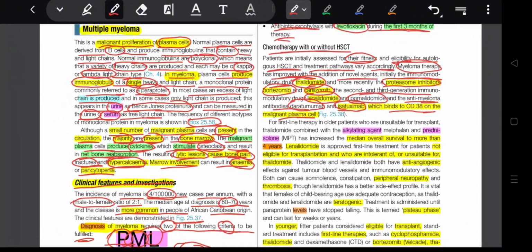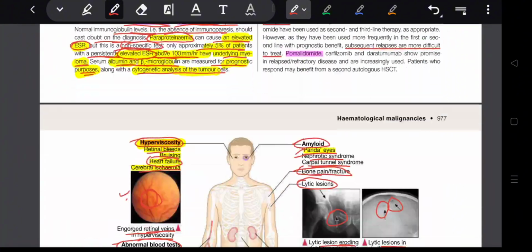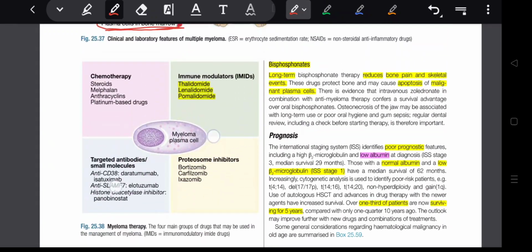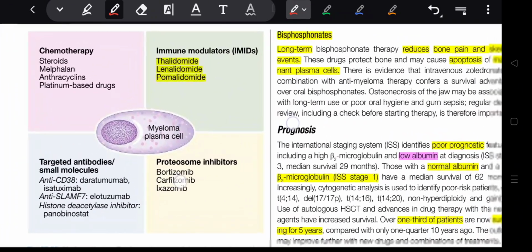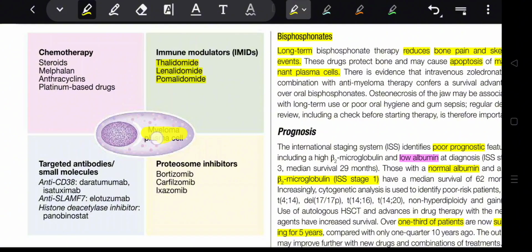Figure number 2538. You can see figure number 2538, myeloma plasma cell.